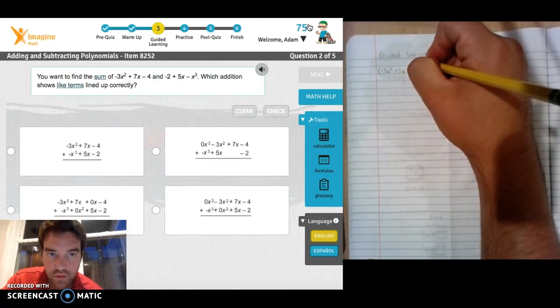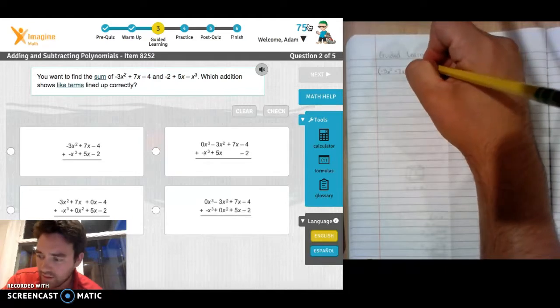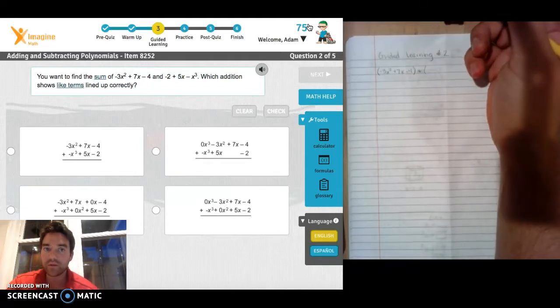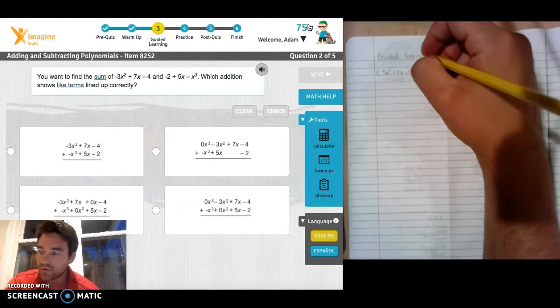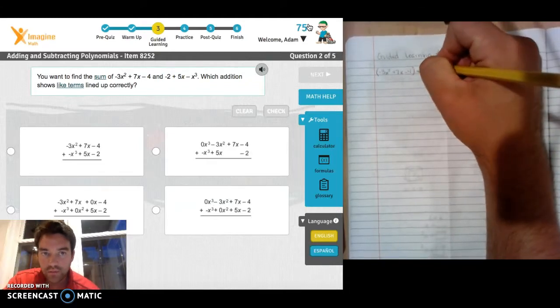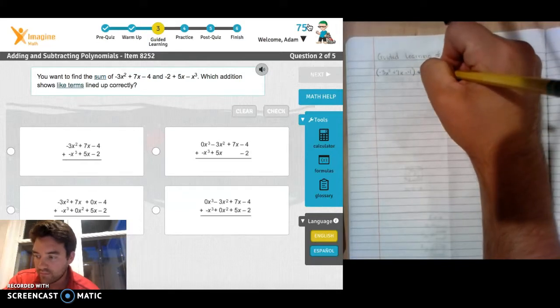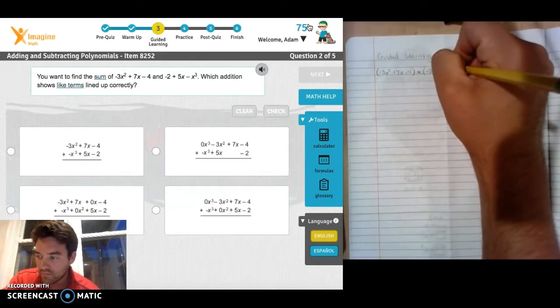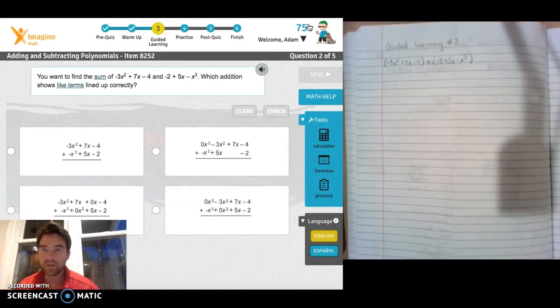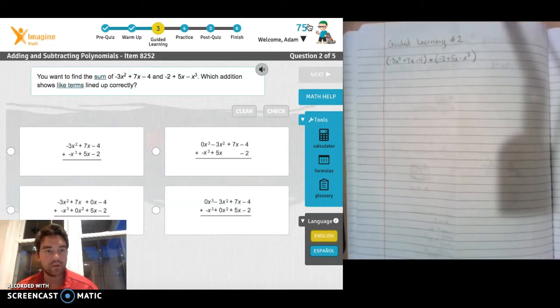Negative 2 plus x. I'm just questioning this right now. I'm like, why is this all in different orders? Negative 2 plus 5x minus x cubed. All right, you know what? Wrote it down. Let's see.